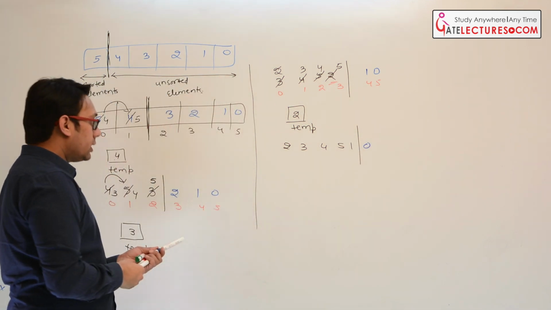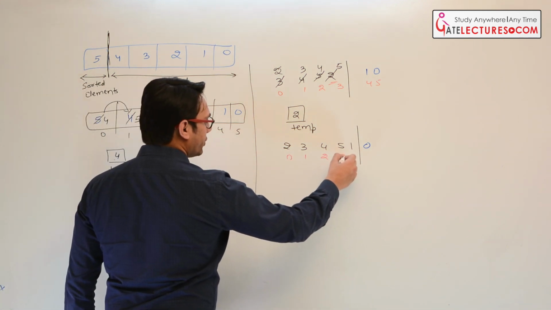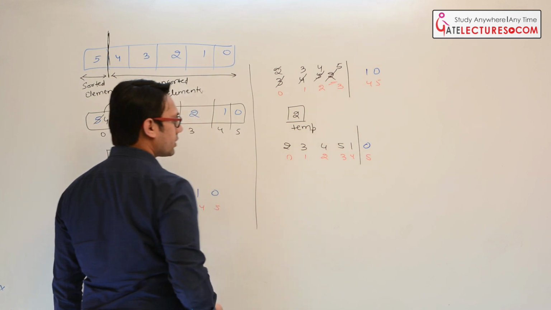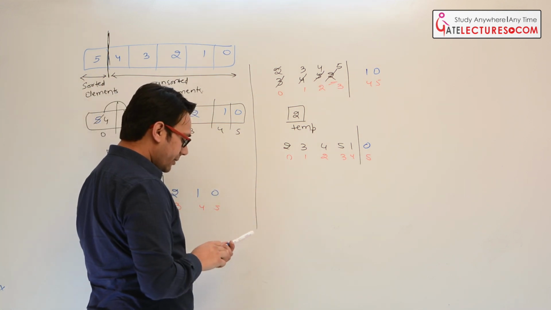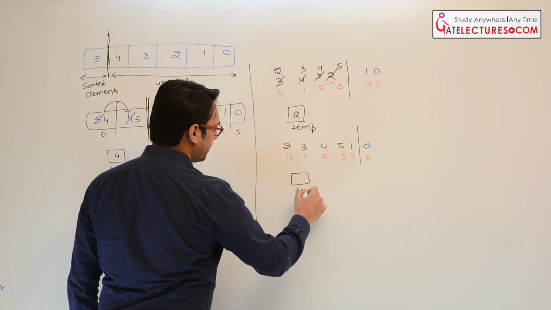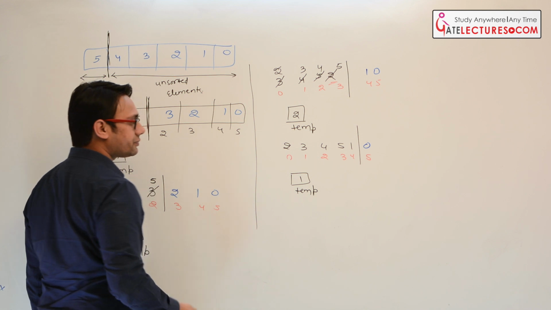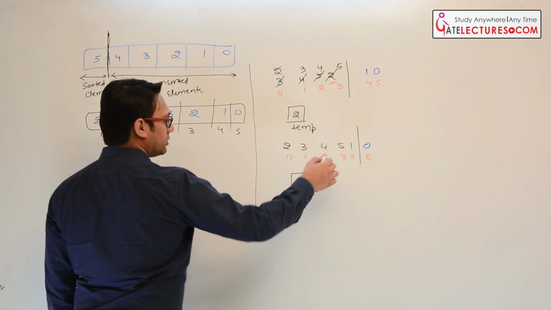Okay, and the index locations are 0, 1, 2, 3, 4 and 5. Now in this index location, again take the temporary variable. We have the temporary variable here. Copy 1 to this temporary variable. Okay, now compare 1 and 5.